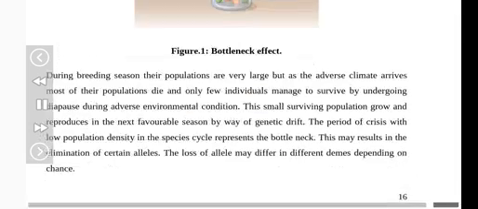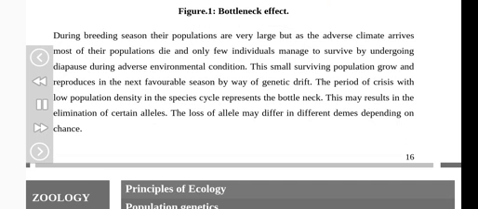During breeding season their populations are very large, but as the adverse climate arrives most of their populations die and only a few individuals manage to survive by undergoing diapause during adverse environmental conditions. This small surviving population grows and reproduces in the next favorable season by way of genetic drift. The period of crisis with low population density in the species cycle represents the bottleneck. This may result in the elimination of certain alleles. The loss of alleles may differ in different demes depending on chance.